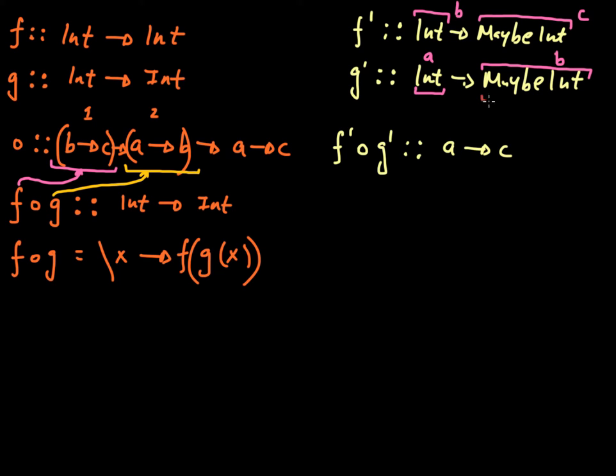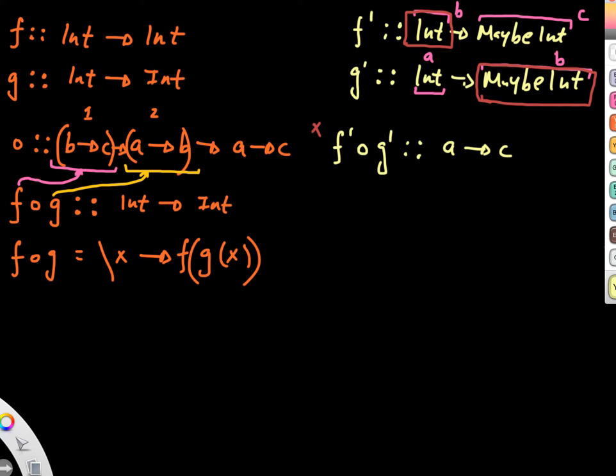So if I look at this b over here in red, and if I look at this b over here, I can see that I have a type mismatch. Maybe int is not equal to the type int. They're completely two different types there. So this is definitely going to fail. This f prime function composed with g prime is definitely going to fail here.